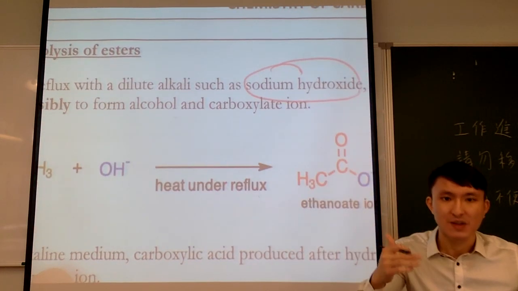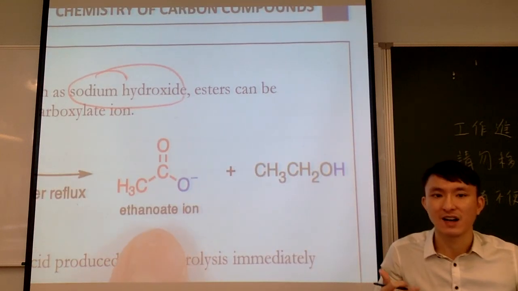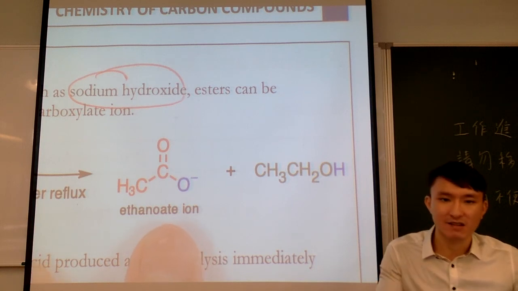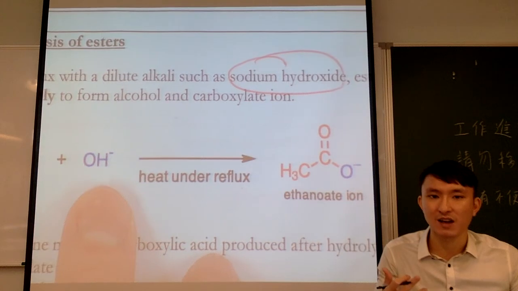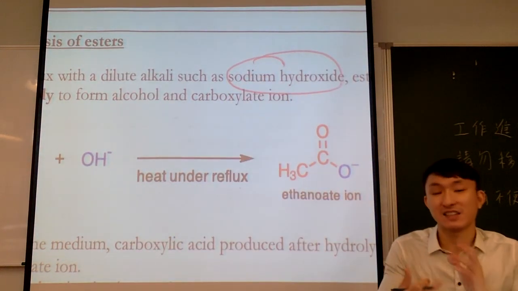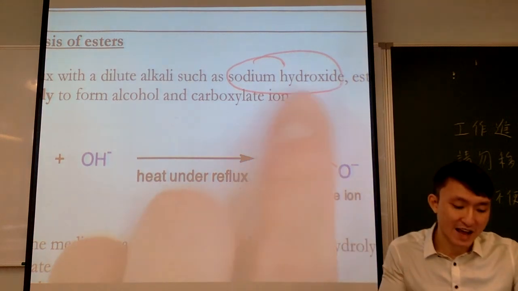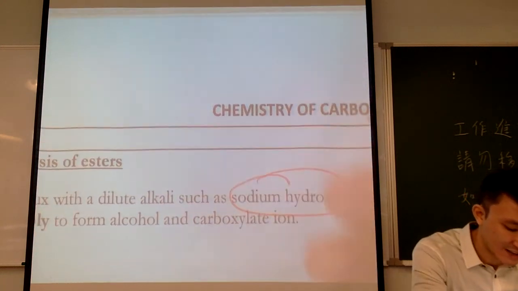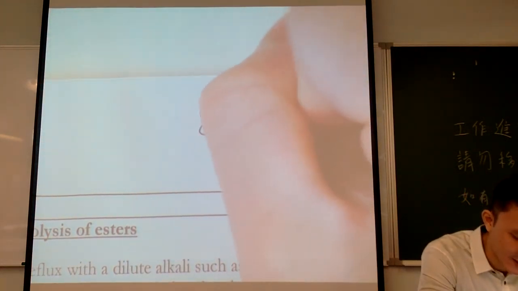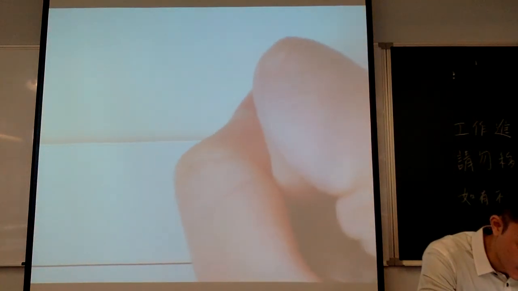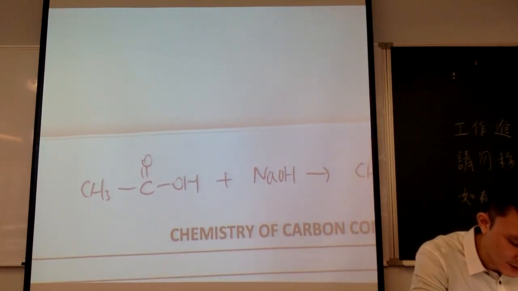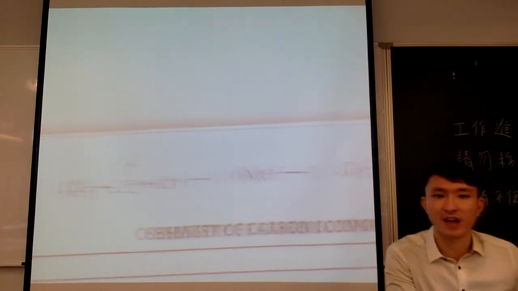Now you can think about it this way. The reaction does give you ethanoic acid and alcohol, but if you form ethanoic acid and it is exposed to a strong alkaline medium such as sodium hydroxide, then the ethanoic acid will immediately react with sodium hydroxide, forming ethanoic ions, right? So once you form the ethanoic acid here, it will immediately react with sodium hydroxide to form ethanoic ions. This is a simple neutralization reaction.